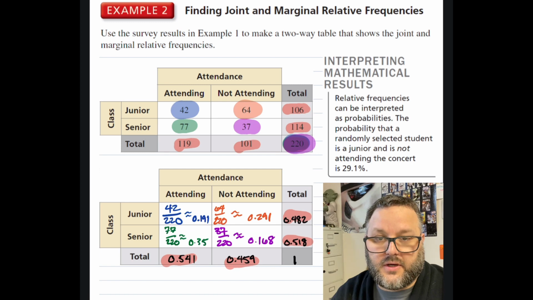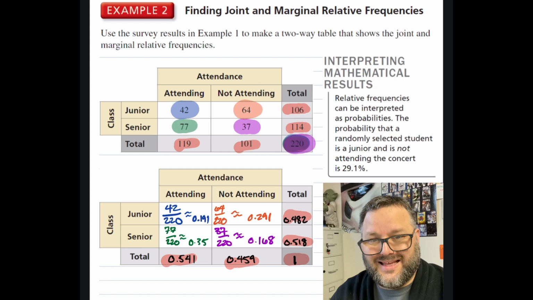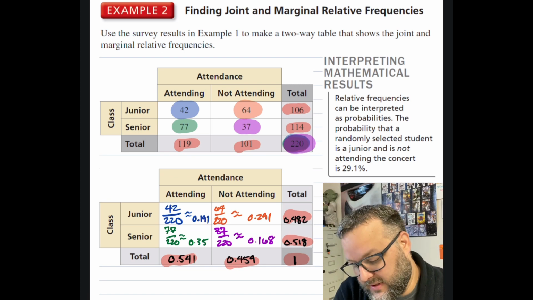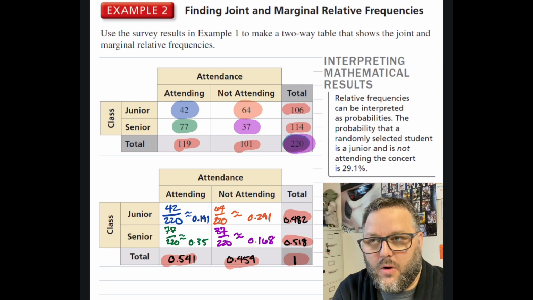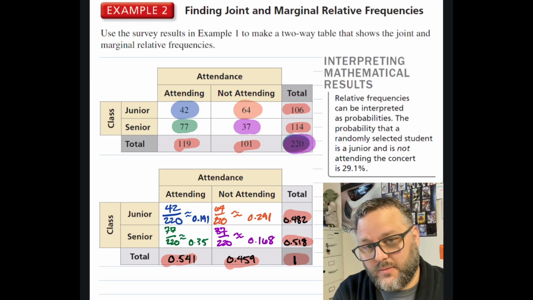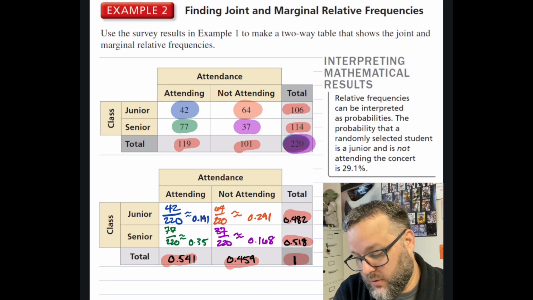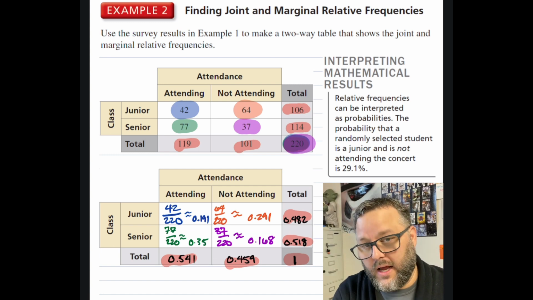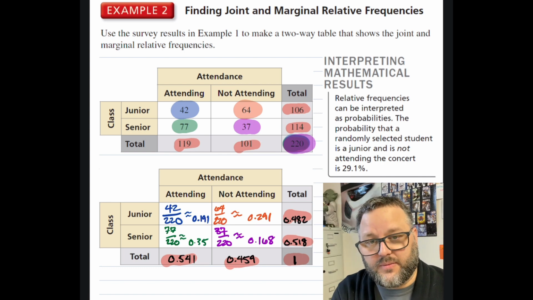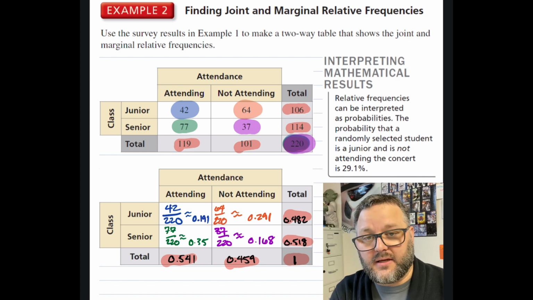And when you compare 220 to 220, you get 100% or 1, because 1 is 100%. It's just decimal form. So this is how we find the joint and marginal relative frequencies. Really, all you're finding out is how often did something happen. You do that by comparing the number of times, in this case, a junior said they were going to attend, to how many people were asked. So this occurs with experimental probability, and it is the results on how frequent something happened. So that is the frequency at which something occurred.